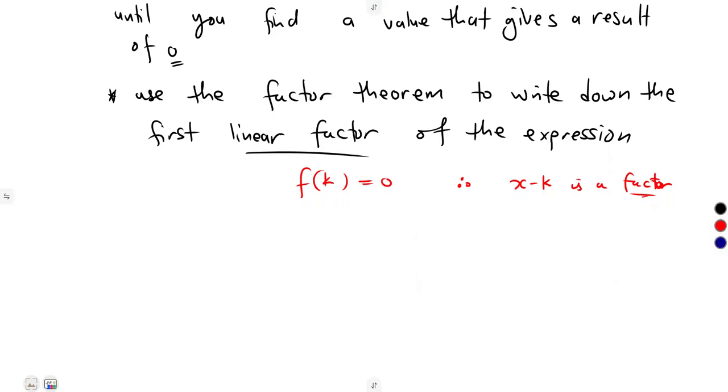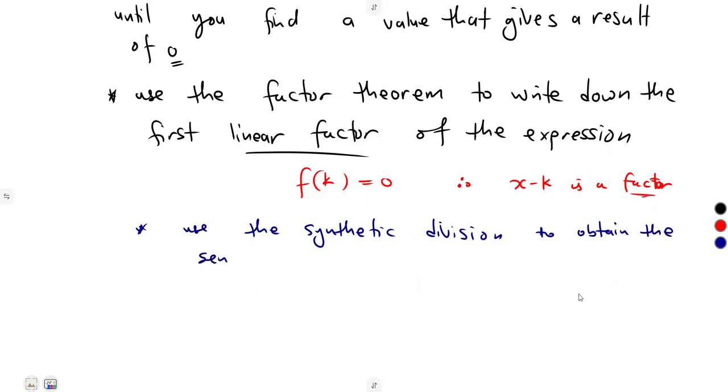Then you use your synthetic division. This is applied to obtain the quadratic factor. So that is to obtain the second factor. Use the synthetic division to obtain the second factor.